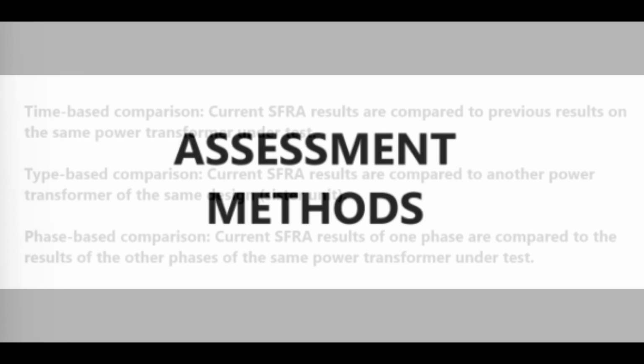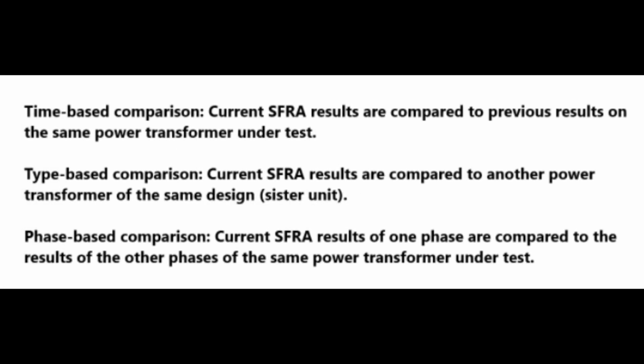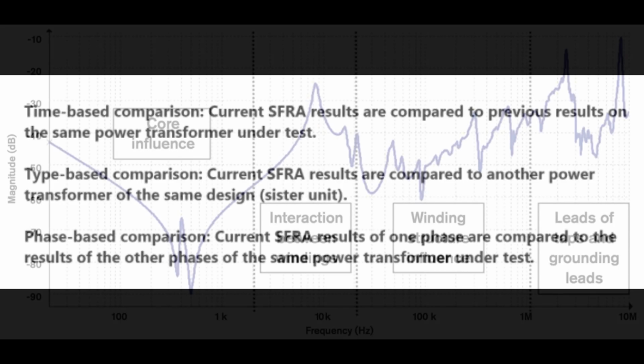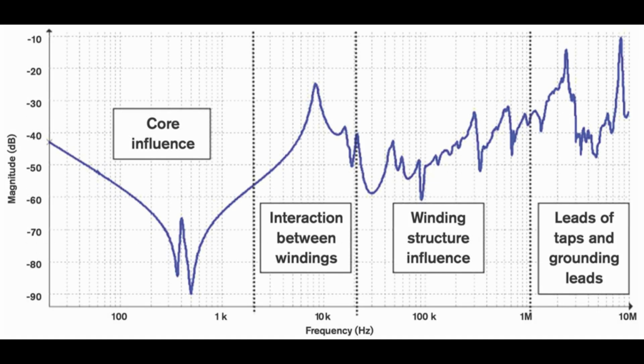Assessment methods. Time-based comparison: current SFRA results are compared to previous results on the same power transformer under test. Type-based comparison: current SFRA results are compared to another power transformer of the same design, a sister unit. Phase-based comparison: current SFRA results of one phase are compared to the results of the other phases of the same power transformer under test. 20 Hz to 2 kHz, it deals with core winding inductance.